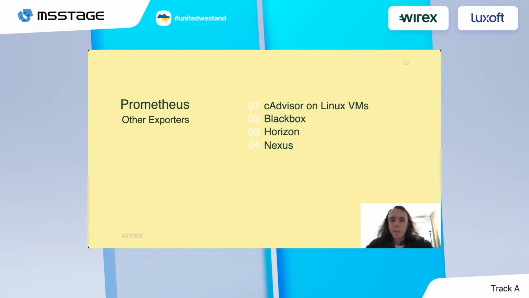Next one is Horizon. It is implemented on our side to control the Stellar network and our Stellar node. It provides Prometheus metrics from all the operation API endpoints of the Stellar Horizon network, such as number of operations, number of payments, sum of payments, number of account creations, and many more metrics. The next one is Nexus. This exporter is being integrated to monitor our repository manager that organizes, stores, and distributes artifacts needed for development.